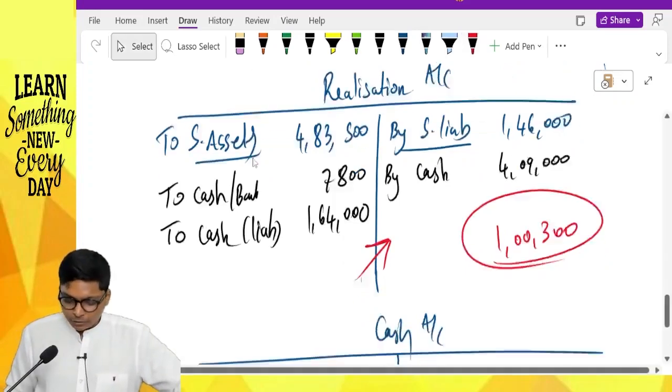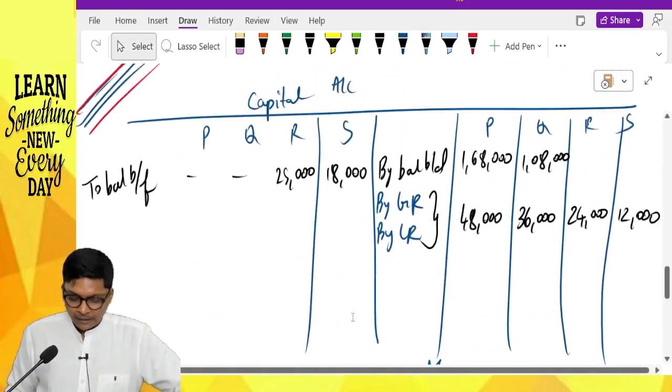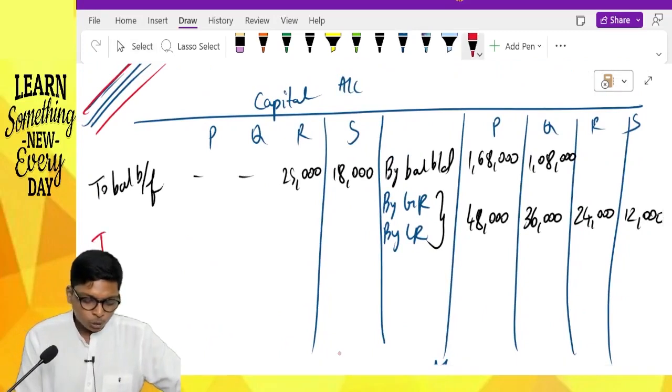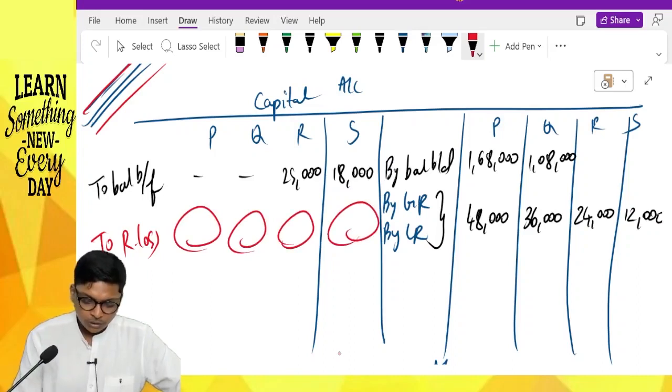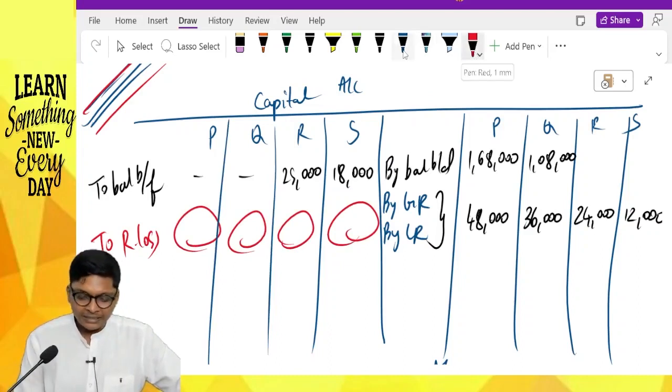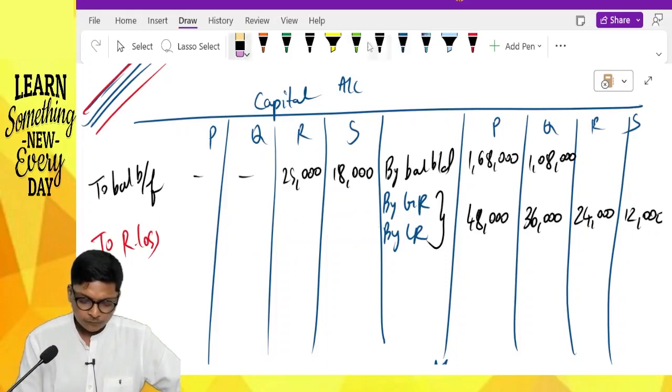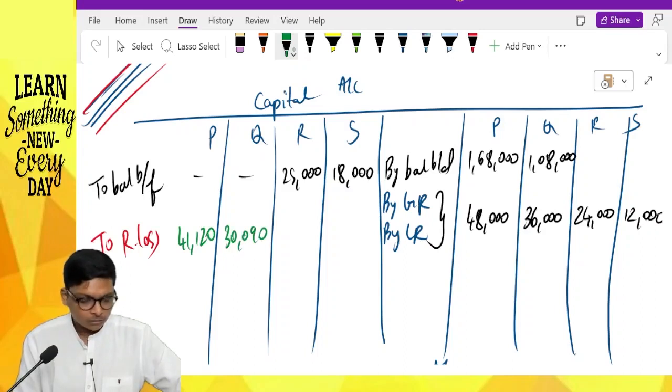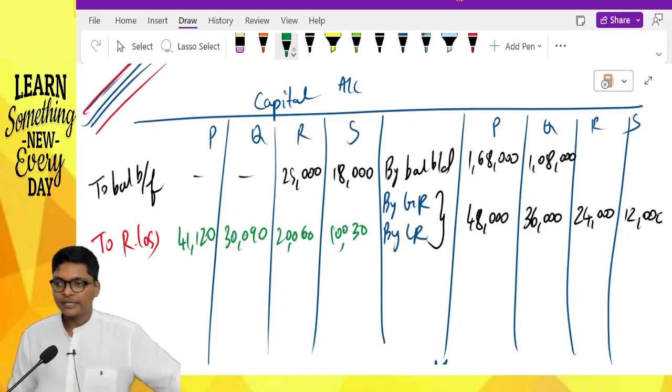Done, guys. This loss should be split between the partners. Realization loss. Fill them out, guys. You don't need my help now. Just fill out the loss. Write the loss. How much, guys? 40. 120. Okay. This is my loss.